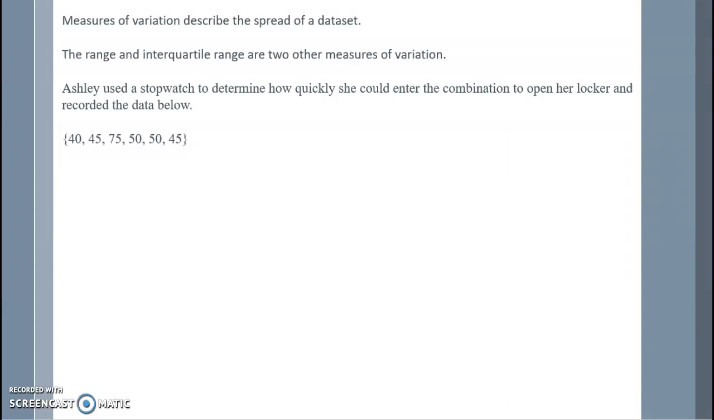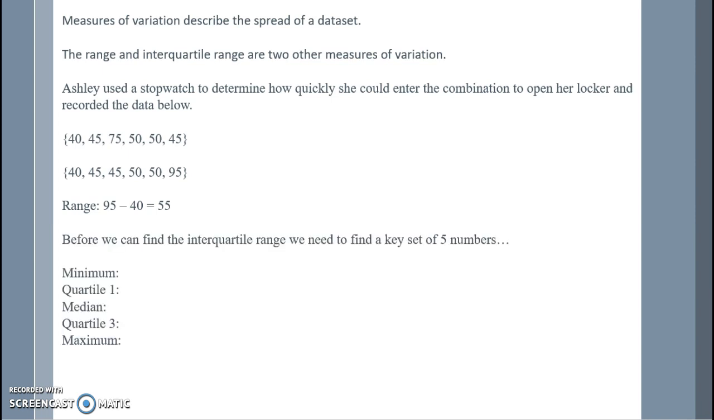The range and interquartile range are two other measures of variation. Ashley used a stopwatch to determine how quickly she could enter the combination to open her locker and recorded the data below. Let's first put this data in order. Then we can find the range by taking the largest number minus the smallest number. So 95 minus 40 is 55.